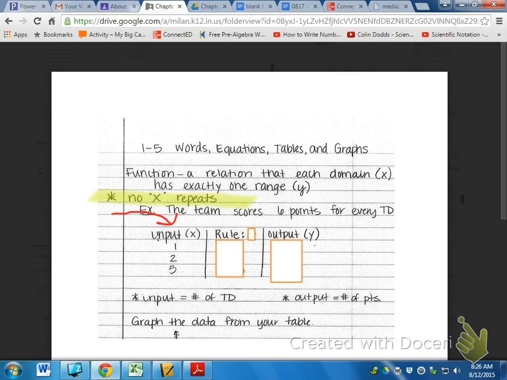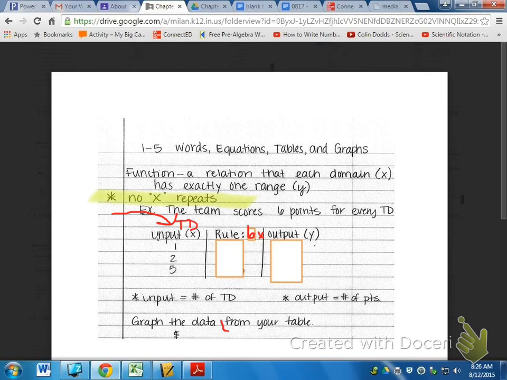What do you suppose in this table the input is representing? Anybody got any ideas? Stephen? The TD, the number of touchdowns. Okay? So if it says the team scores 6 points for every touchdown, how would you get the score knowing how many touchdowns? Dakota? Times 6. So my rule, if I have x is the touchdowns, the rule is going to be 6 times x. Does that make sense? Every time you get a touchdown, times 6.